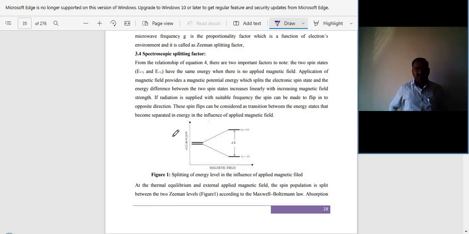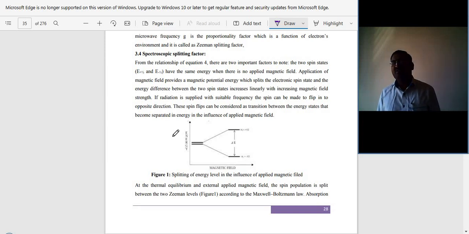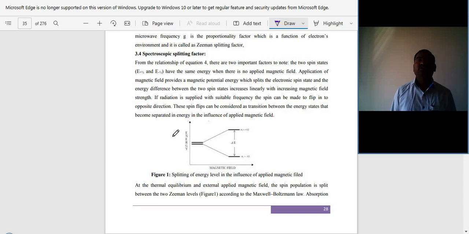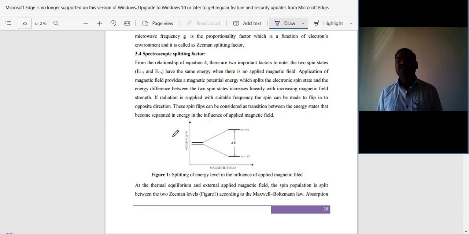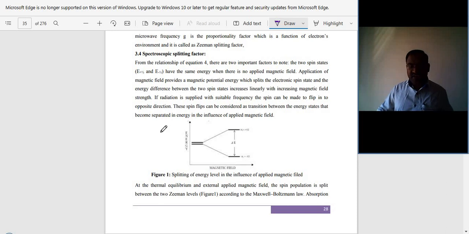The spectroscopic splitting. From the relations of equations, there are two important factors to note. Two spin states have the same energy when there is no applied magnetic field. The application of a magnetic field provides a magnetic potential energy which splits the electronic spin states, and the energy difference between the two states increases linearly with increasing magnetic field strength.